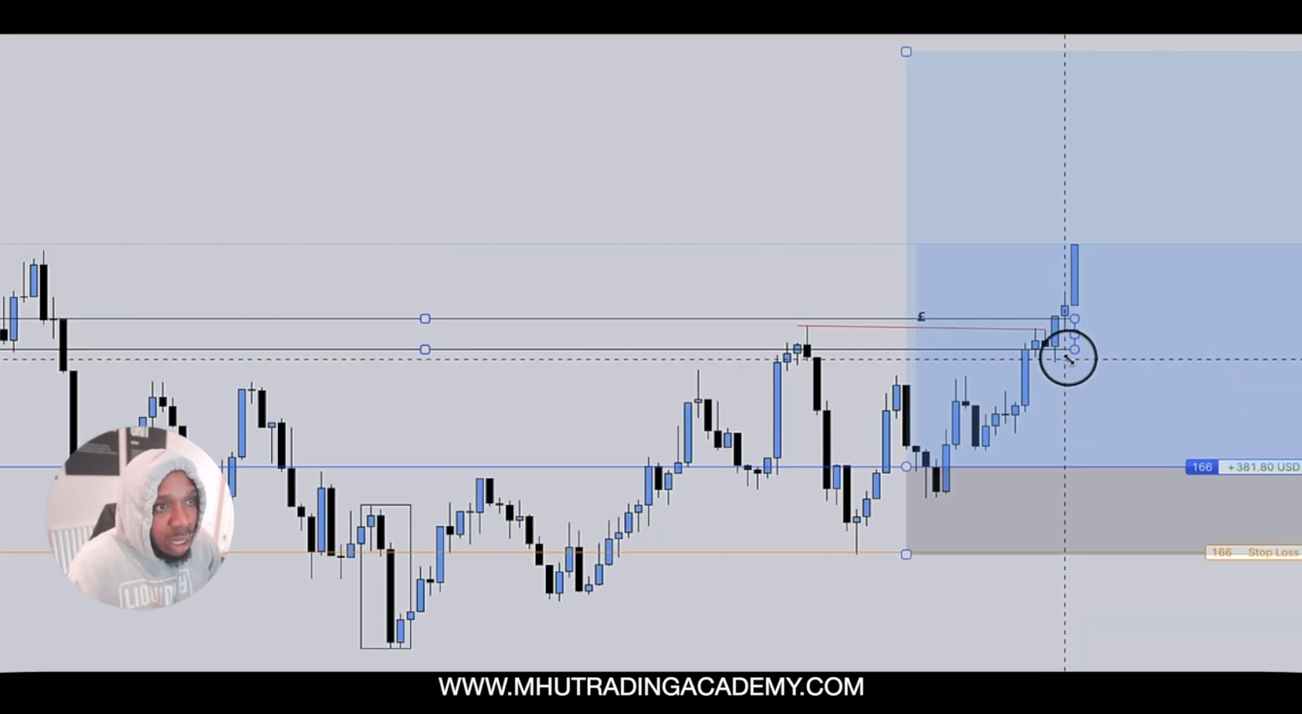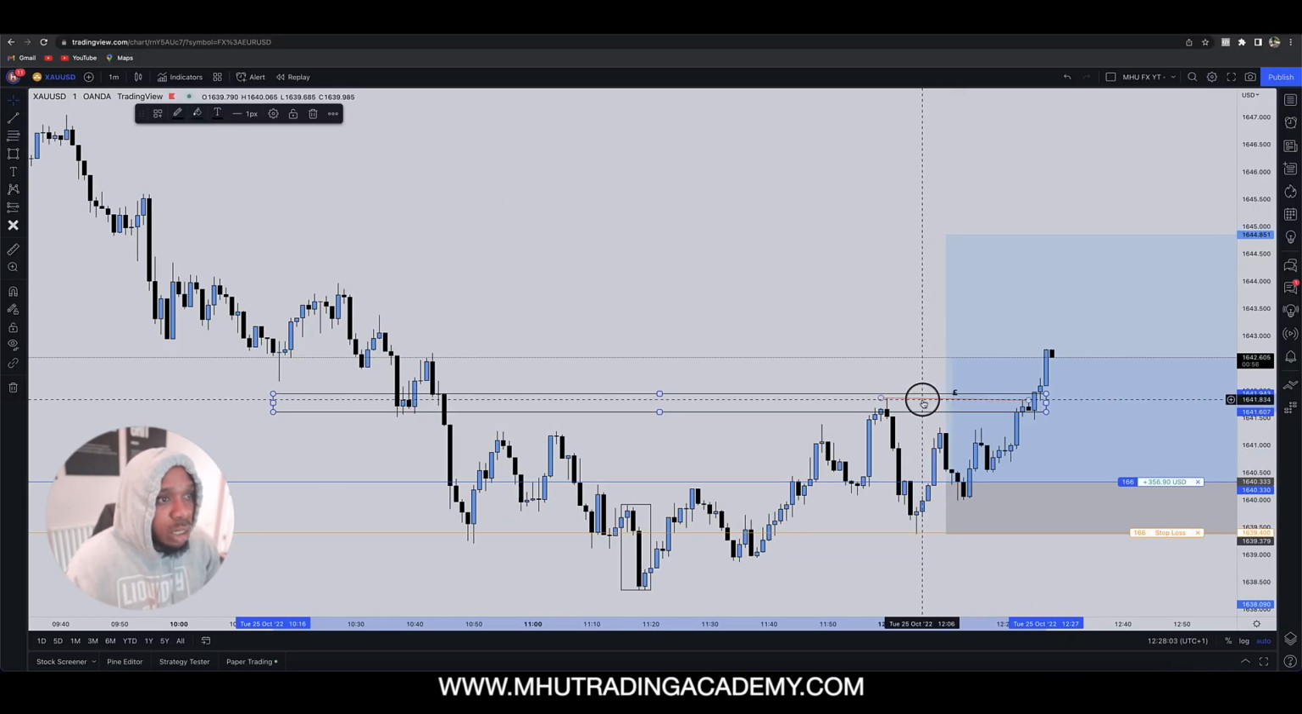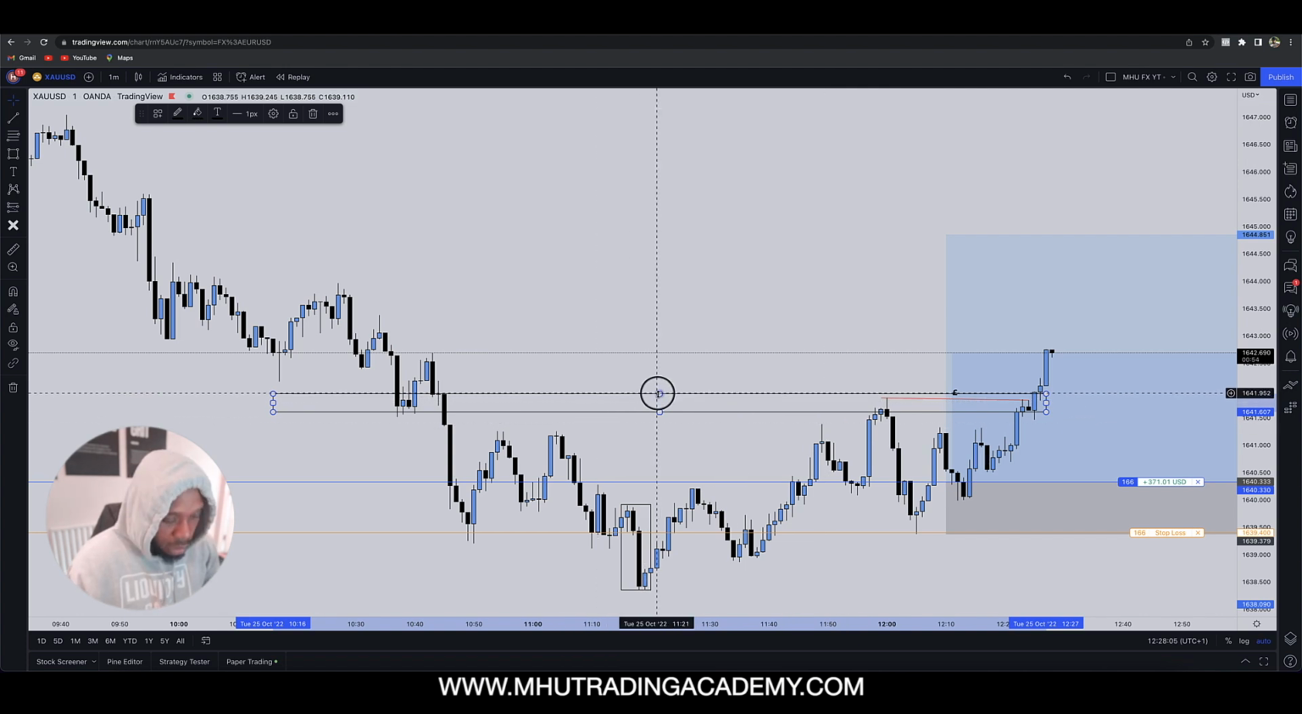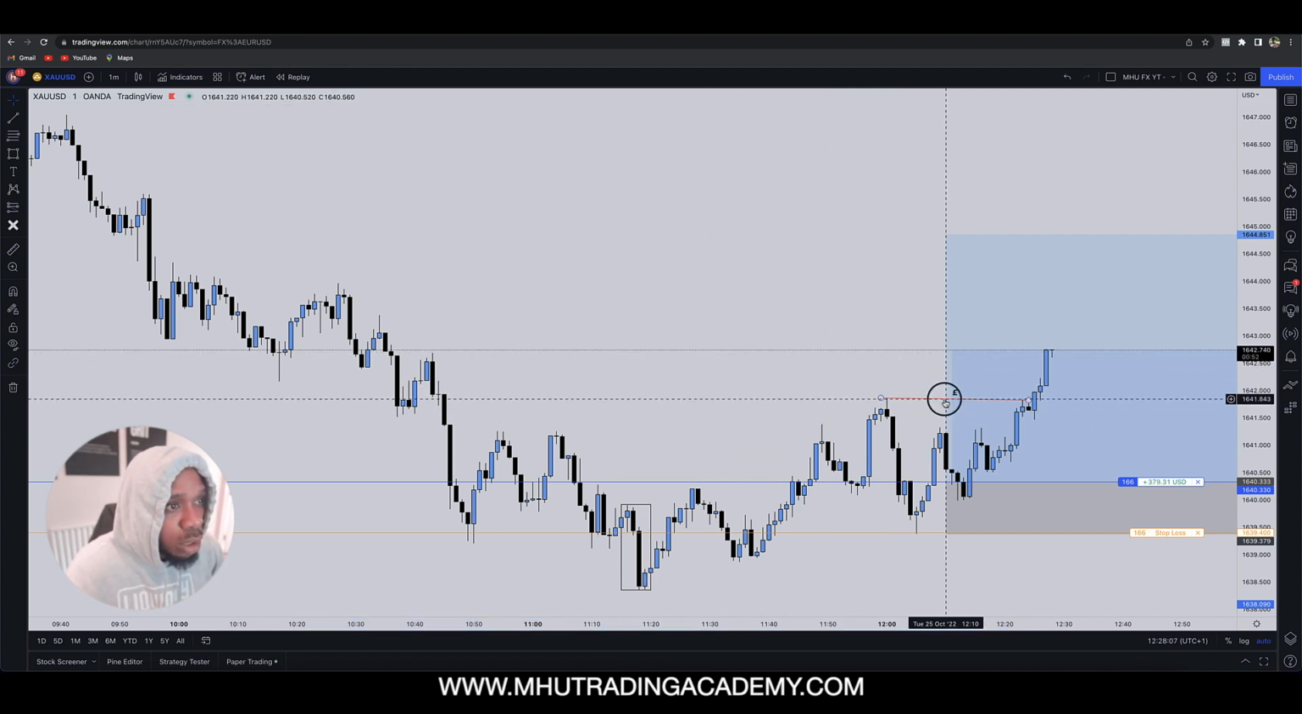But look, price is now shooting up. So this is good. This is blessed. So let's quickly go ahead and delete this zone over there.